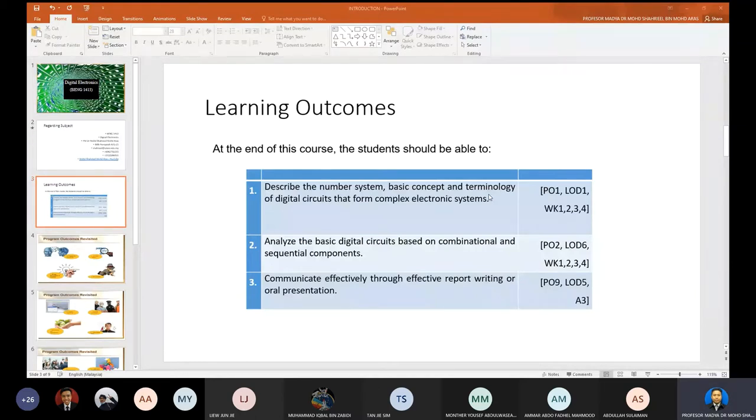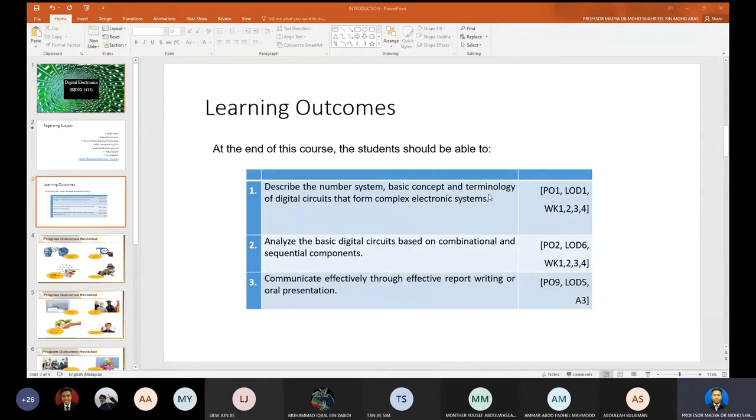That means at the end of this subject you should be able to, first, describe the number system, basic concepts and terminology of digital circuits that form complex electronic systems. This relates to PO number one and also working knowledge one, two, three and four. This is learning outcome number one. Learning outcome number two is to analyze basic digital circuits based on combinational and sequential components. This relates to PO number two.